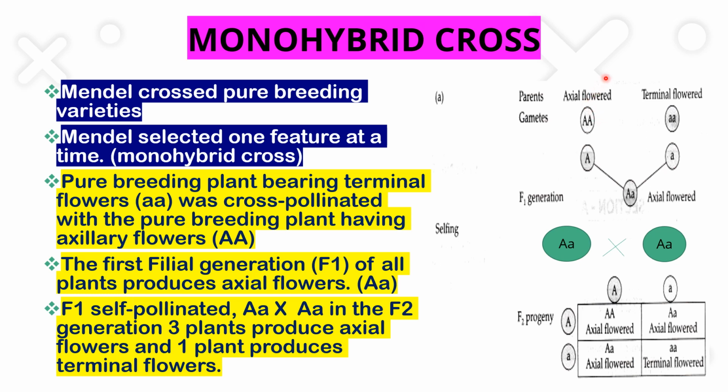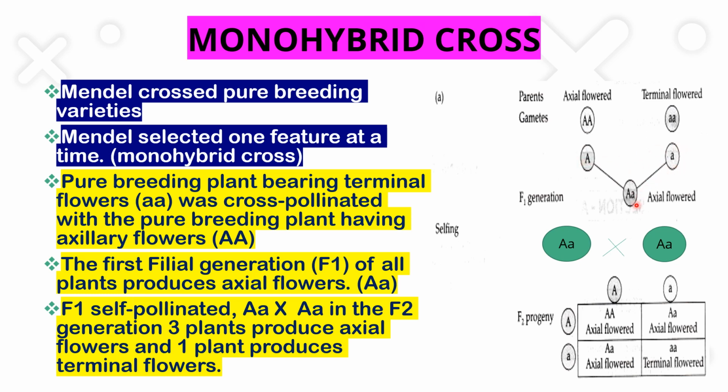Then here, which is the character Mendel selected? The position of the flower. Then two varieties of plants we are getting from this, axial flowered and terminal flowered plants. This axial flowered plant, which type of gamete are we getting? Only capital A. Then terminal flowered plant we are getting small letter a.